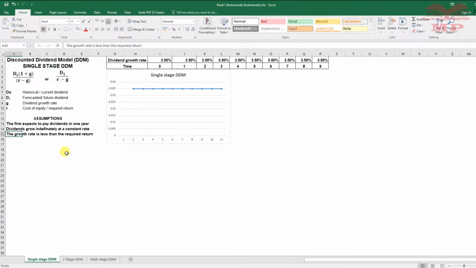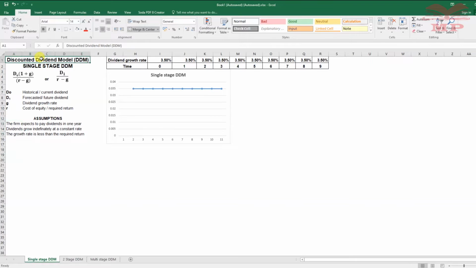For simplicity's sake, what I can do is select all three assumptions as I move down like that, and press Control B, and it will bold them. If you press Control B again, it will unbold them. So these are the assumptions of the DDM.